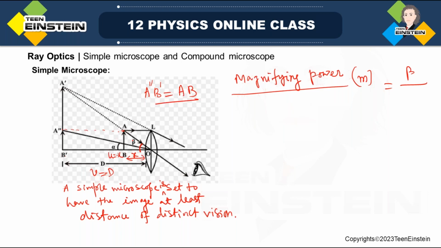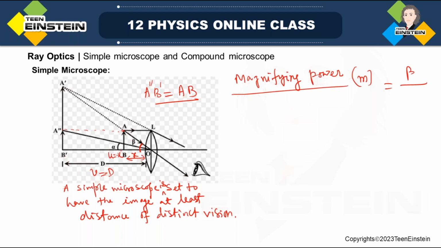Okay, so now I can just take the angle. So the angle this length makes at the least distance of distant vision, this is the angle alpha here. So this is not alpha. Look here. This is actually beta, the angle I'm showing here. But if I take AB at this place itself, then it will be wrong. This will again be beta equal to alpha.